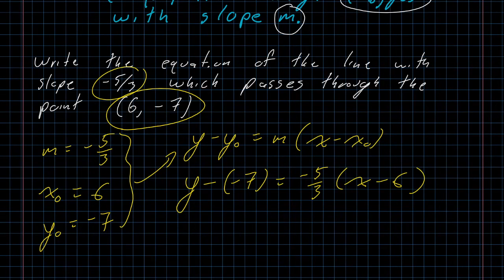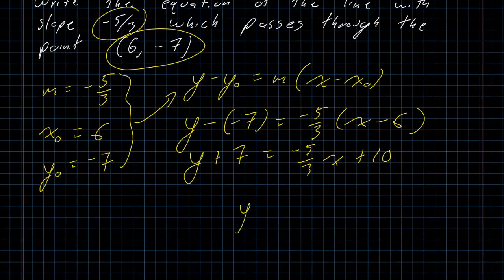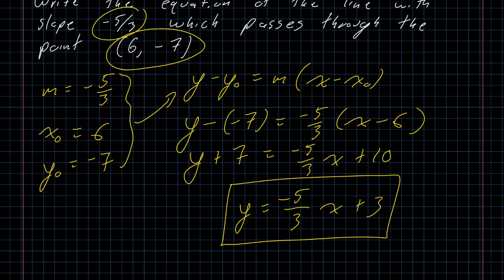And technically speaking, at this point I am done, but I did mention earlier in this video that we're generally going to be looking at talking about this line in slope-intercept form or in function form. So I'll do a little bit of algebra from here to simplify the equation and write my equation of my line as y equals -5/3 x plus 3.